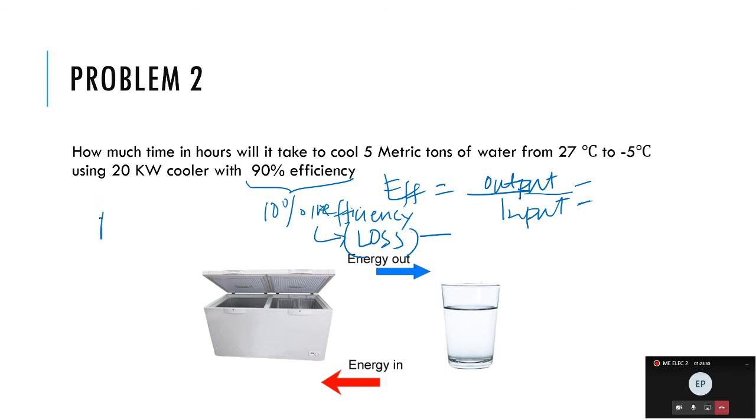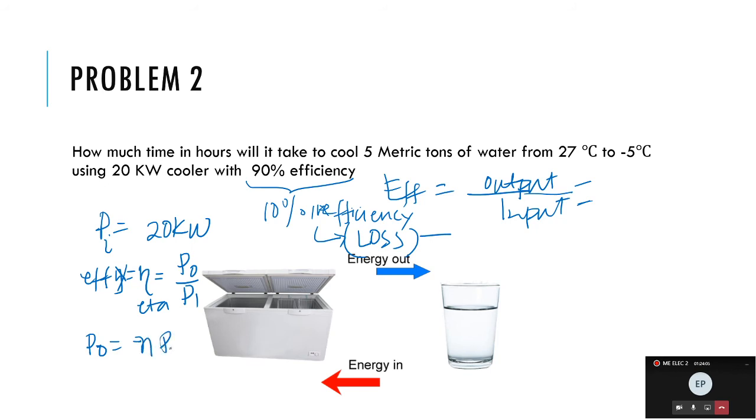Ano yung given? Power. What is our power? Power input. What is the input? 20 kilowatts. So, as I told you, the other configuration of efficiency is this, no? Greek letter eta is power output over power input, no? Ngayon, this is the power, yeah? So, if you want to get the power output, what is that? Efficiency times the power input.